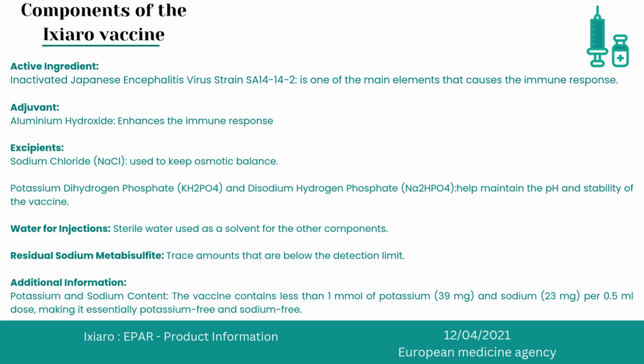Next, we have the stabilizers, which are sodium chloride that maintains osmotic balance, and potassium dihydrogen phosphate and sodium hydrogen phosphate that maintain pH and stability. These elements ensure the vaccine remains stable and safe for injection. We also have potassium and sodium in trace amounts. These minimal quantities ensure safety without affecting the body.